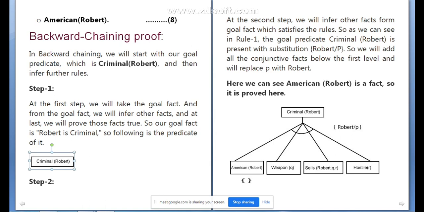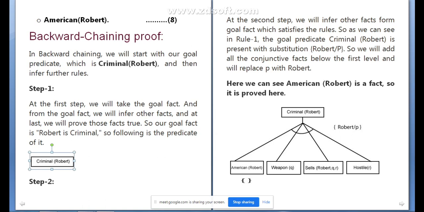So our goal statement is criminal robot, and from here we can infer the different rule, that is American, that is robot, weapon Q, sales robot Q R. अभी ये हमारा क्या है? गोल स्टेटमेंट, क्रिमिनल रोबोट. And from this particular goal statement we have inferred that robot is American. So we write American in bracket robot.